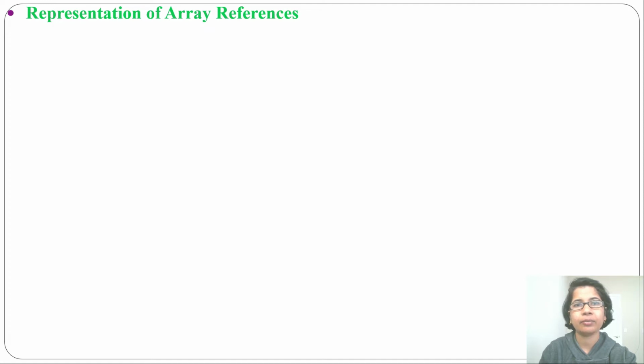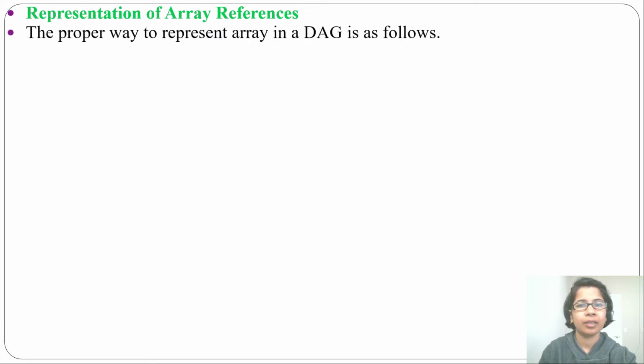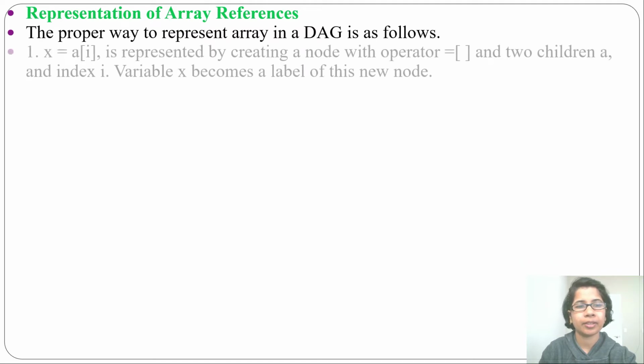Three address code for array representation is important. Now I'll discuss how I can optimize three address code having arrays using a DAG. So first let's discuss how we can construct a DAG for array representation.